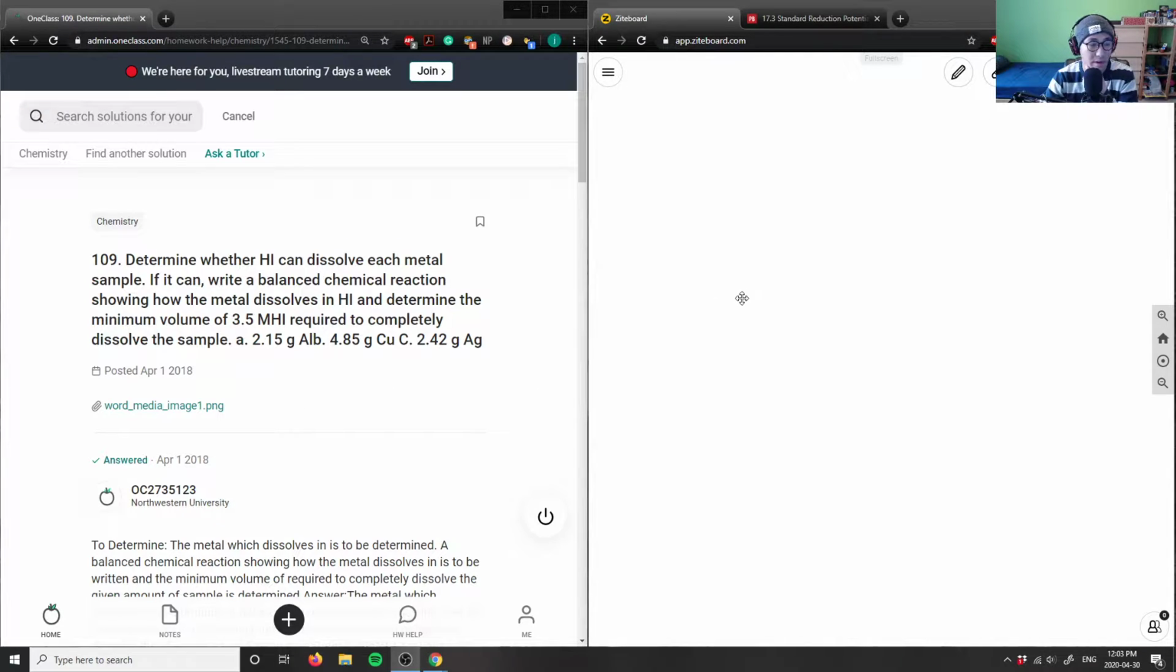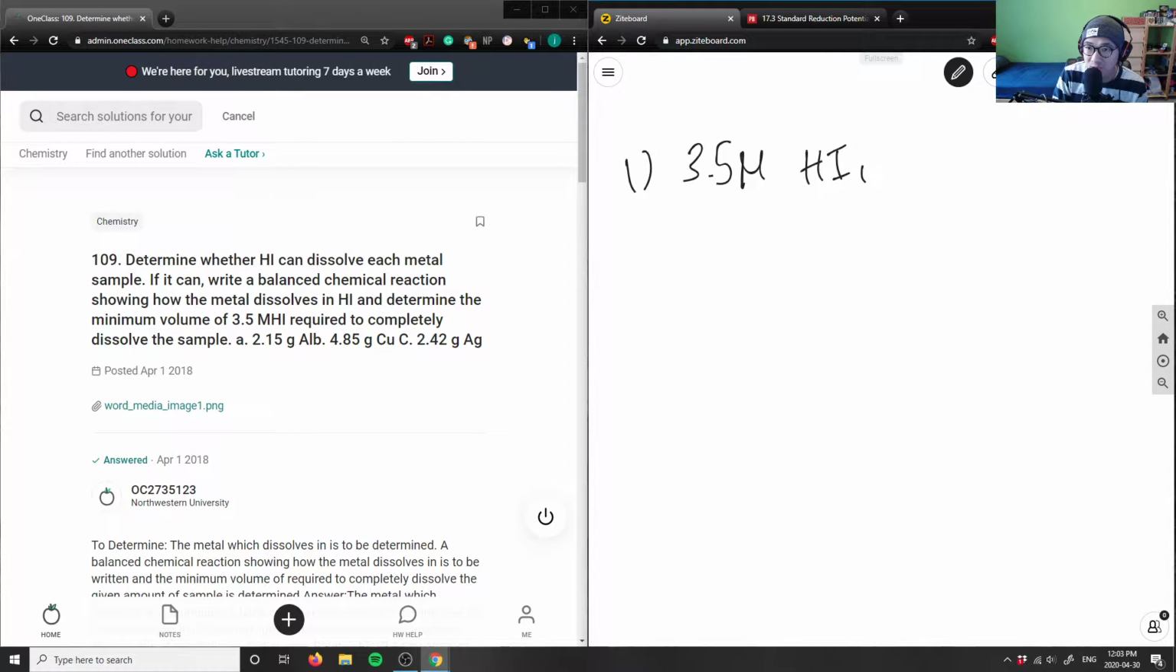All right, so what we have here says: determine whether HI, a hydroiodic acid, can dissolve each metal sample. If it can, write a balanced chemical equation showing how the metal dissolves in HI, and determine the minimum volume of 3.5 molar HI required to completely dissolve the sample. So let me write this down here. In this number one, we have 3.5 molar HI, and this should be an aqueous solution.